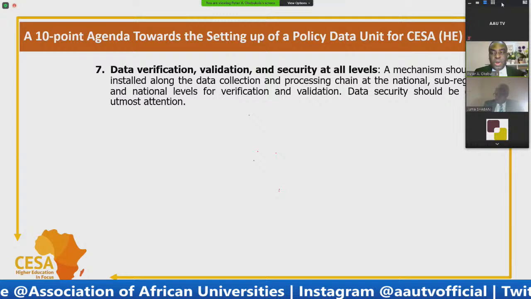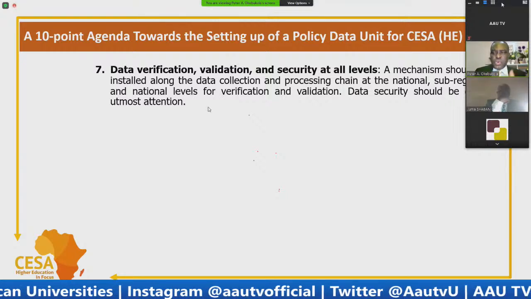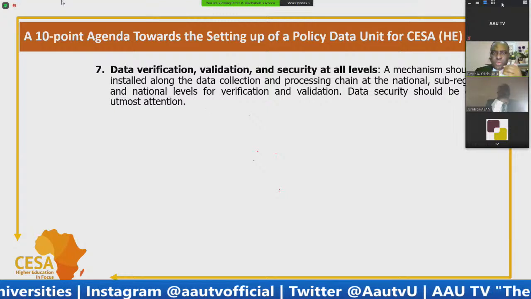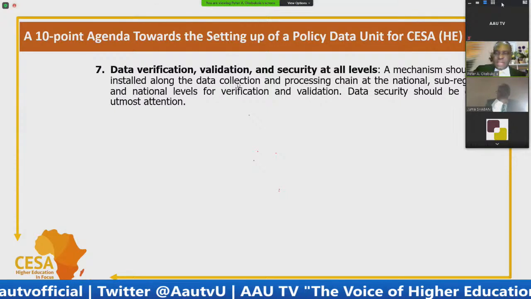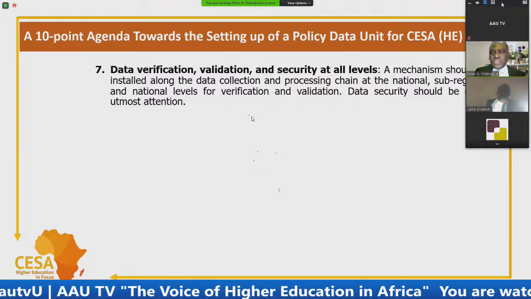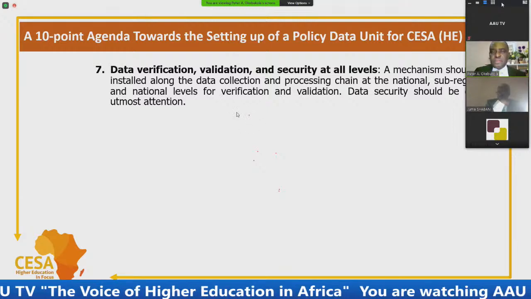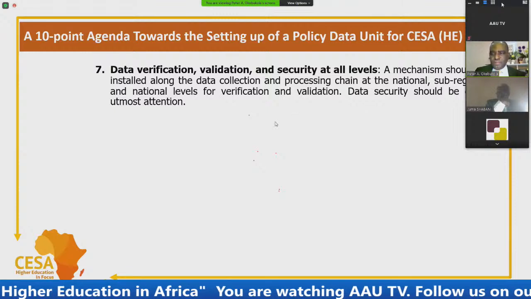But for CESA higher education, the policy data unit, you must be able to install a validation mechanism, not just collect data straight from the institution or regional. There'll be some validation at the different levels. Very importantly is data security. That should be given attention.